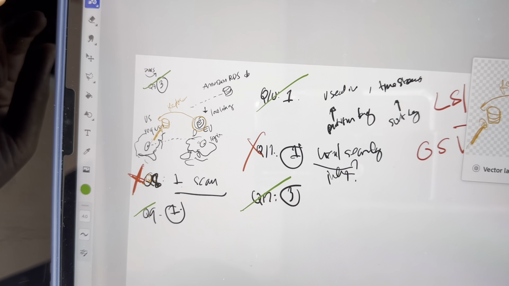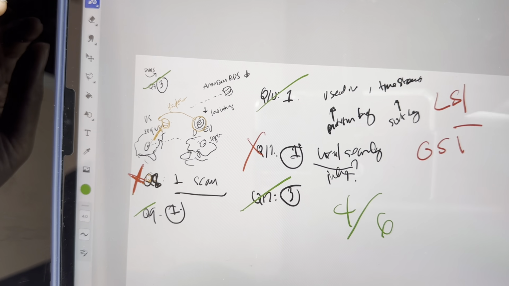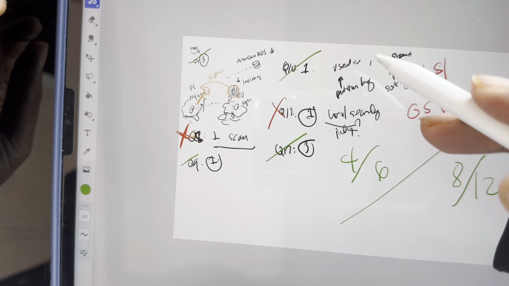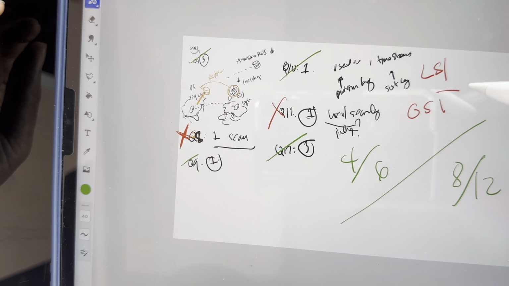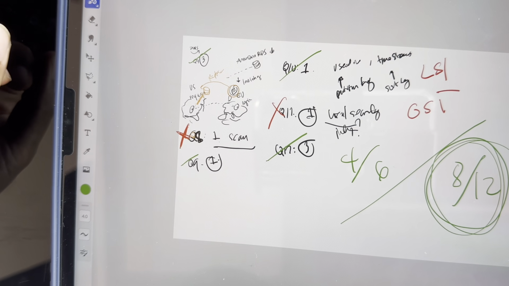Alright, so again, we got 4 out of 6. So the total is 12. 8 out of 12. I got 8 out of 12 because in the previous 6 questions I got 4, so plus 4 here it's 8, and we didn't pass.